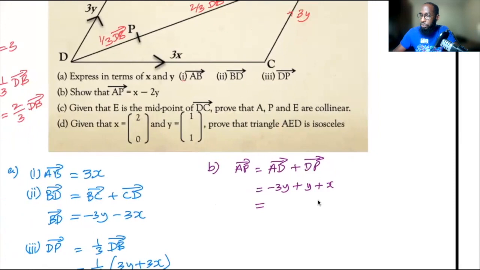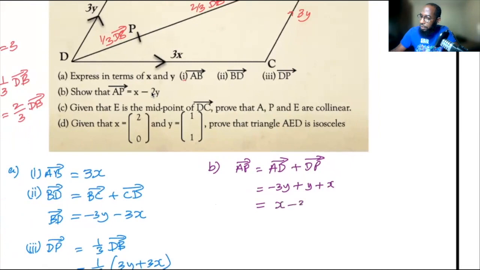when we transpose, see now the question has x first and y second. If I say x minus 3y plus y, I'll get x minus 2y, and that is equal to AP, right? So I show that AP is equal to x minus 2y. See, now they have it in this format. That is how your answer is supposed to look, all right?